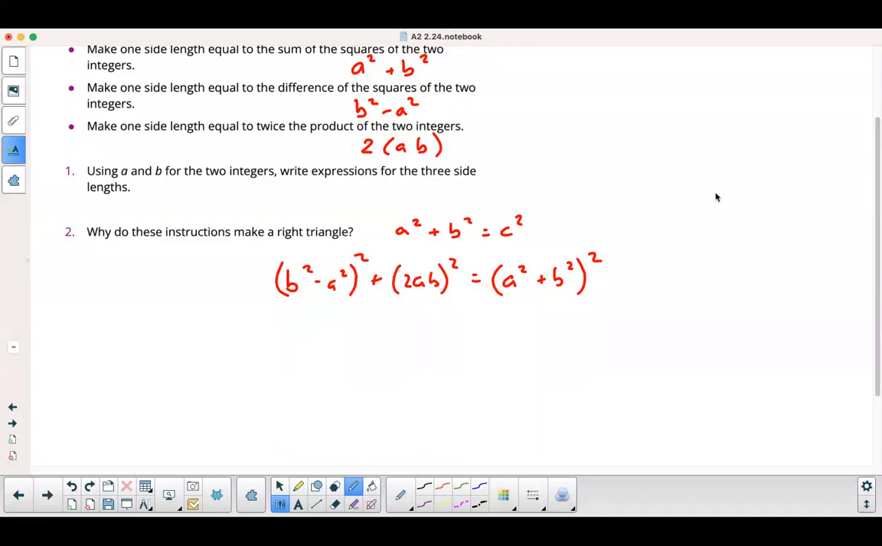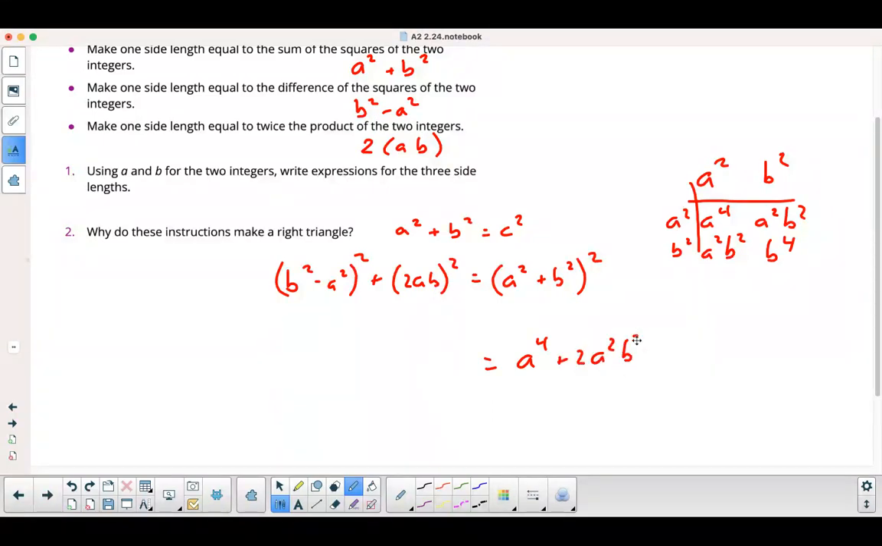On the right side, if you need to use a box to multiply, a squared plus b squared times a squared plus b squared, I get a to the 4th, a squared b squared, a squared b squared, and then b to the 4th. So the whole thing equals a to the 4th plus 2a squared b squared plus b to the 4th.